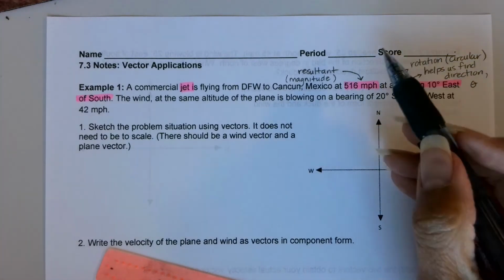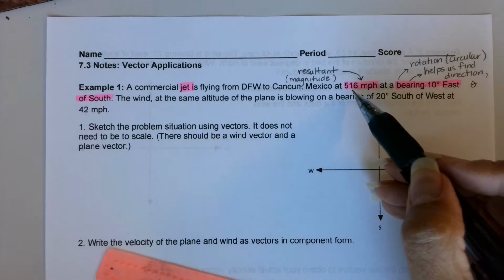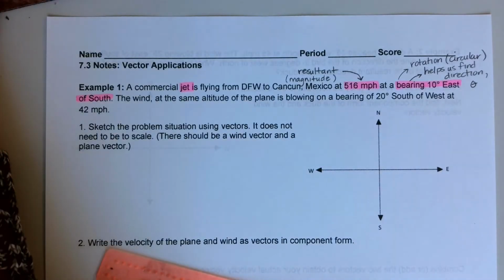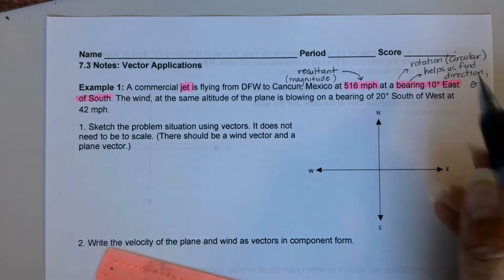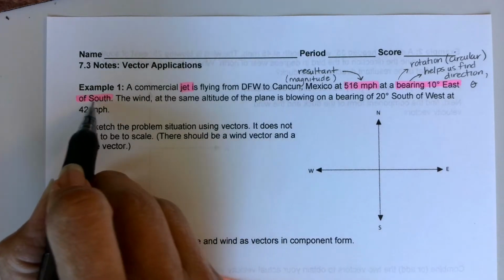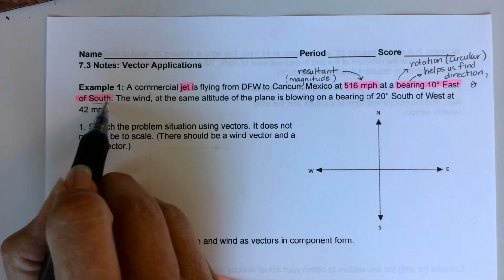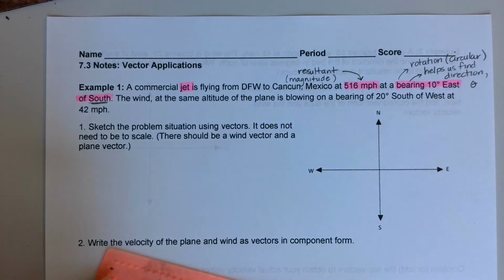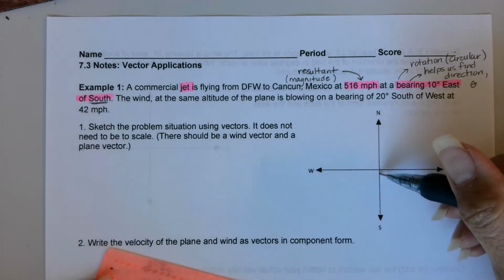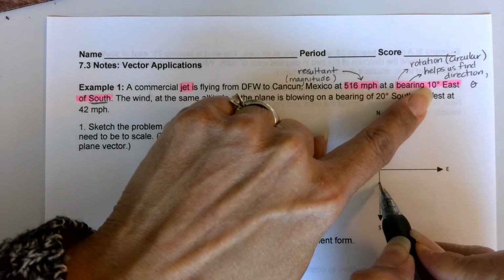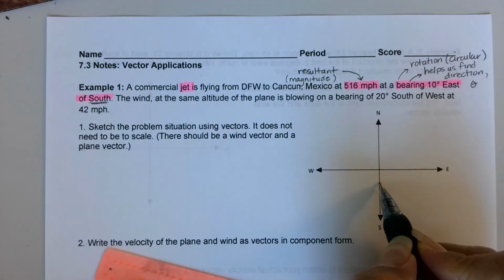I know the length of the vector that I'm going to draw is going to be 516 miles per hour. But what you want to do is focus on the bearing first. The bearing says that it is 10 degrees east of the south. So my reference standing point is going to be the word that comes after the word "of." It's telling me to go 10 degrees east from the south, basically. So here's my south piece, and I'm going to place my pencil anywhere here, it doesn't matter. But I need to go 10 degrees east. East is located over here.